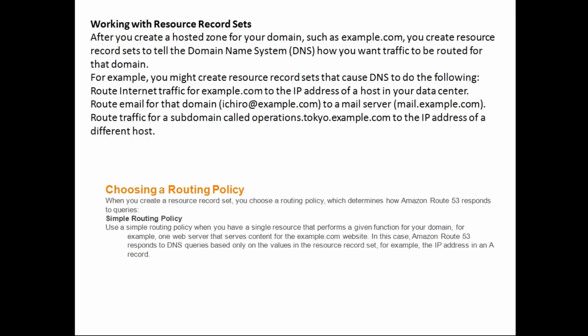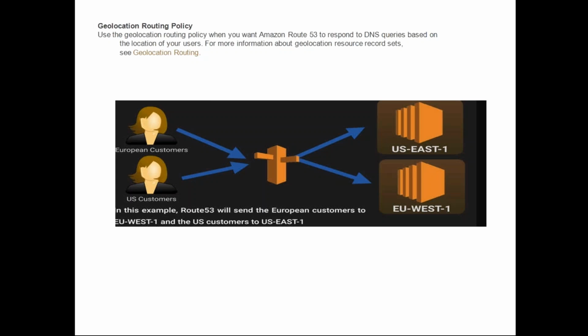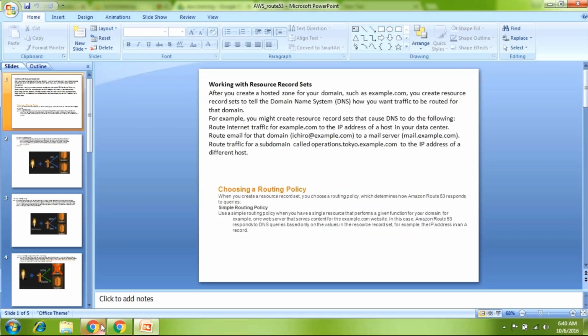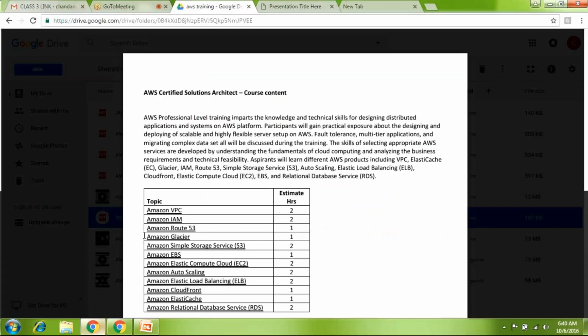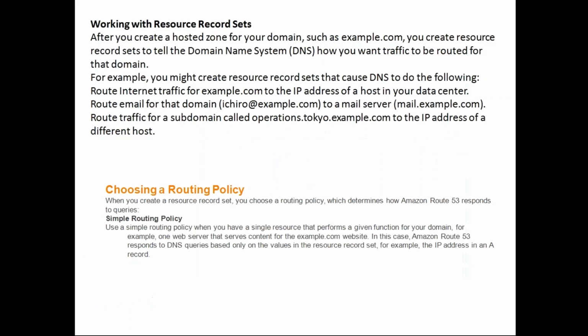So choosing a routing policy means when you create a resource record set, you need to choose a record routing policy. We have four, five types of routing policy. First one is simple routing policy.